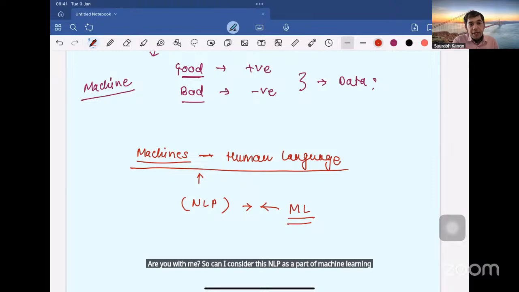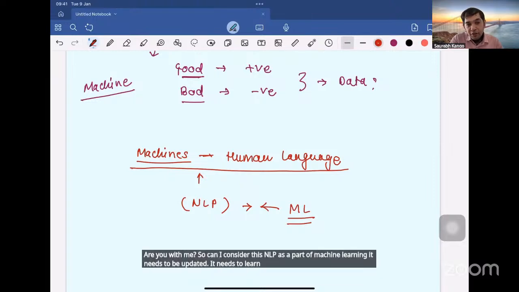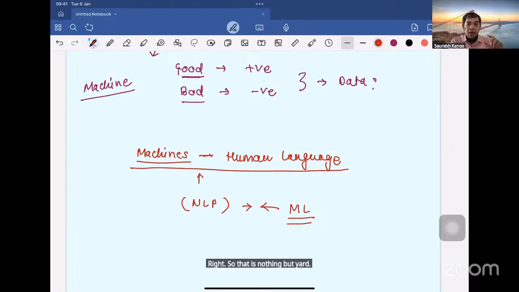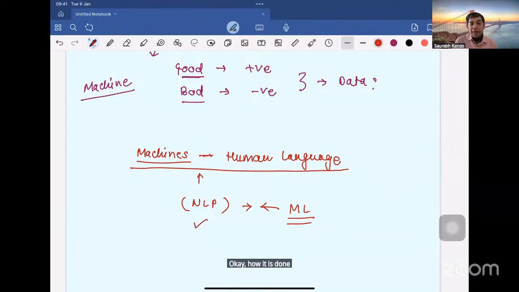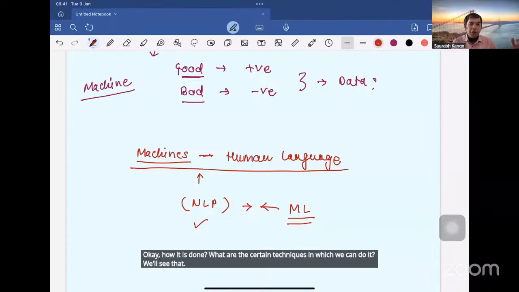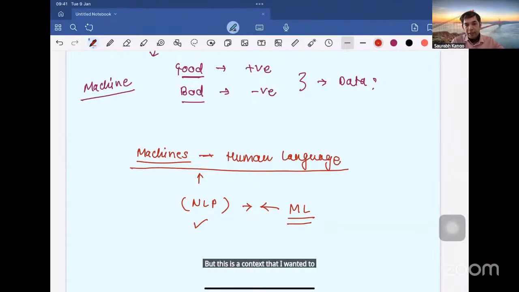It needs to be updated, it needs to learn, it needs to frequently learn, right? So that is nothing but your NLP being a part of your machine learning, wherein it tries to keep on updating and understanding what humans are talking about. How it is done, what the certain techniques are in which we can do it, we'll see that. But this is the context that I wanted to go through before we start with the next part. So is it clear? NLP is nothing but your way of making machines understand what humans are speaking.